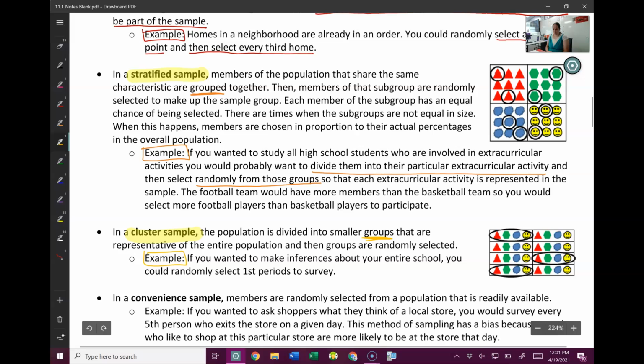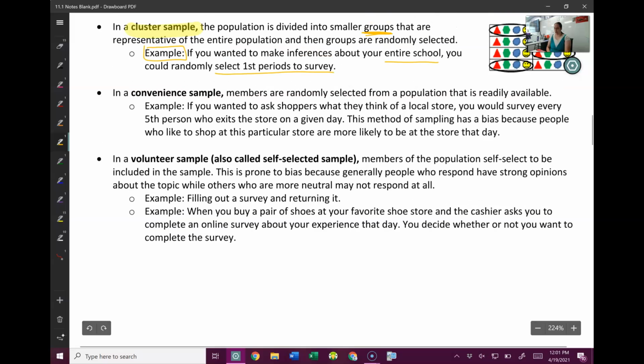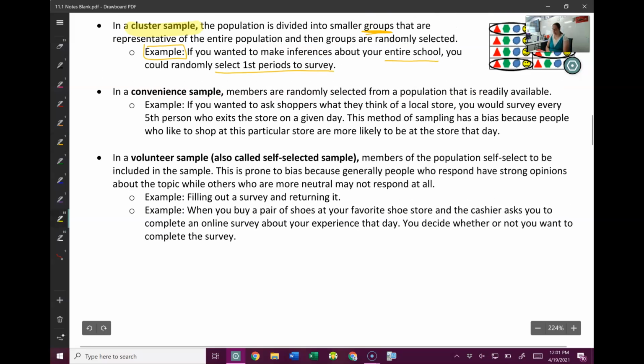you want to know about your entire school, so you select all the first periods. So then in that case, your groups would be each class period, first, second, third, fourth, fifth, sixth, seventh, eighth. And you're going to do everyone in the first periods. So hopefully that makes sense, the difference between stratified and cluster. Let's do our last two.